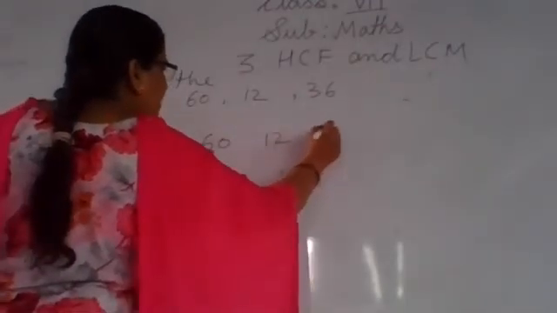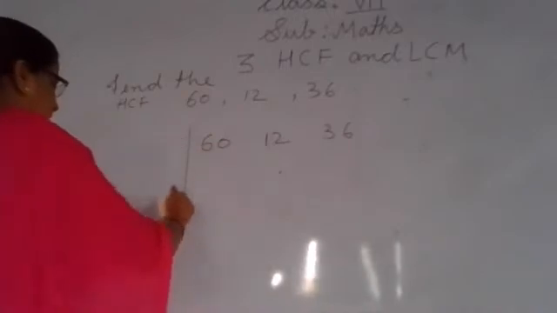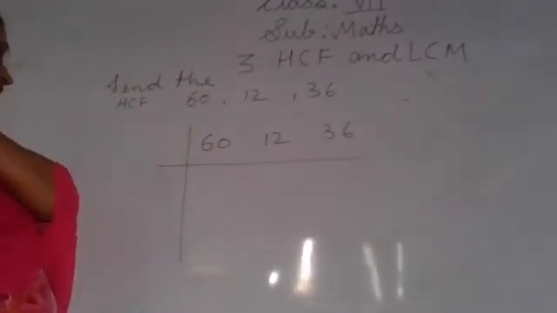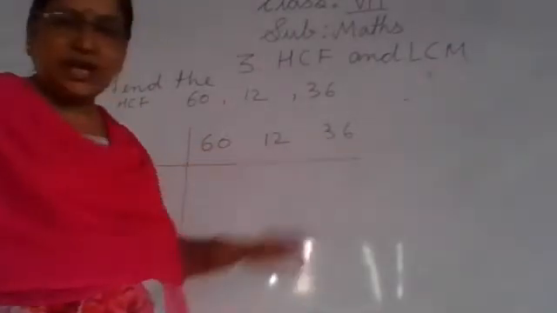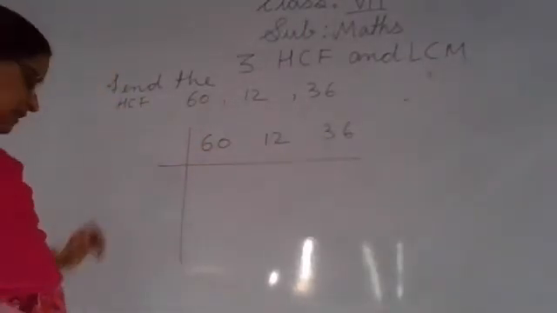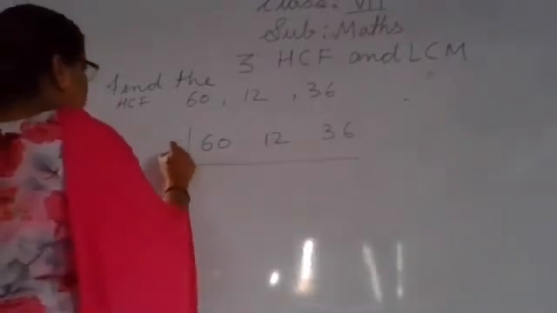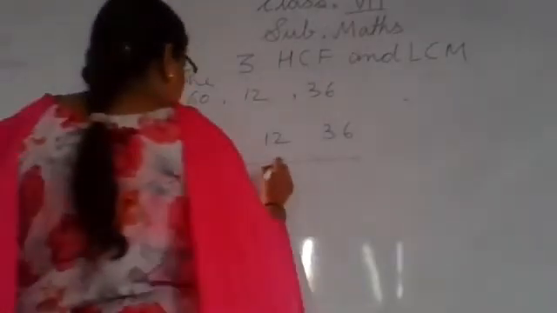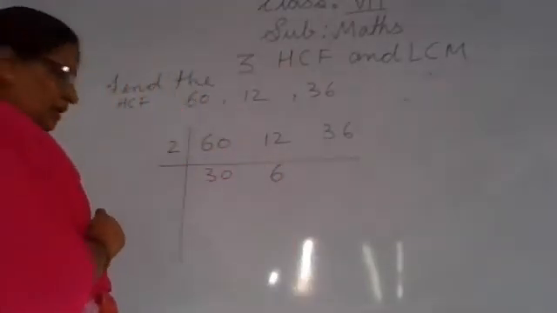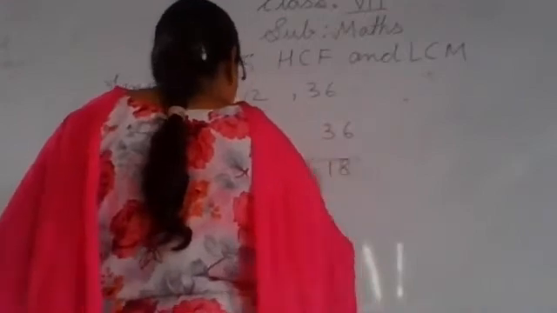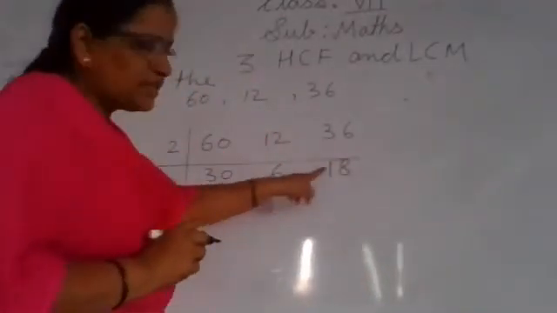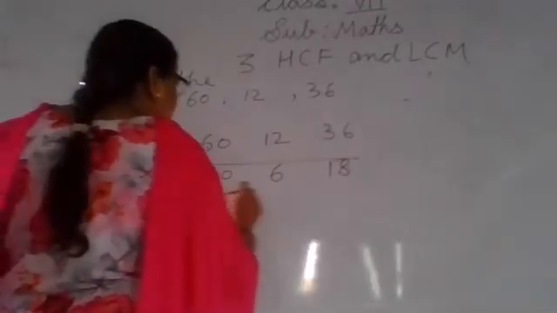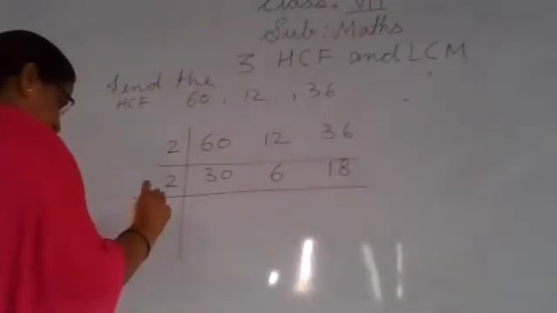60, 12, and 36. Okay, and now find their factors. Now see beta, all these three are even numbers. So we will start with 2. So 2 30s are 60, 2 6s are 12, and 2 18s are 36. Now 30, 6, 18. Again they are all even numbers. So again we will take the prime number 2.